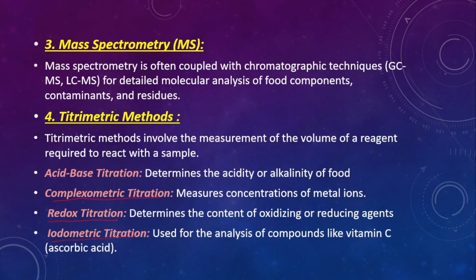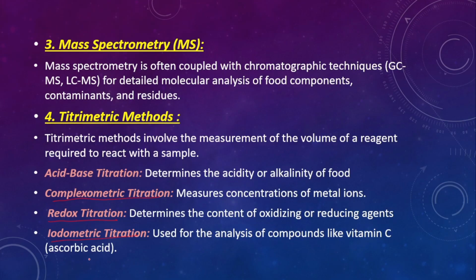Iodometric titration is a type of redox titration that involves the use of iodine as a titrant or the analyte. In these titrations, iodine is either produced or consumed in a reaction, and the end point is typically detected using a starch indicator, which forms a blue complex with iodine.